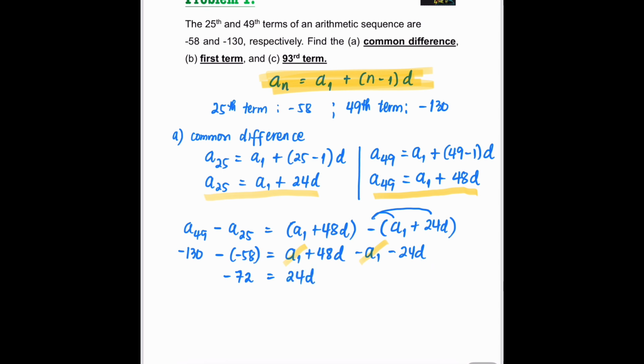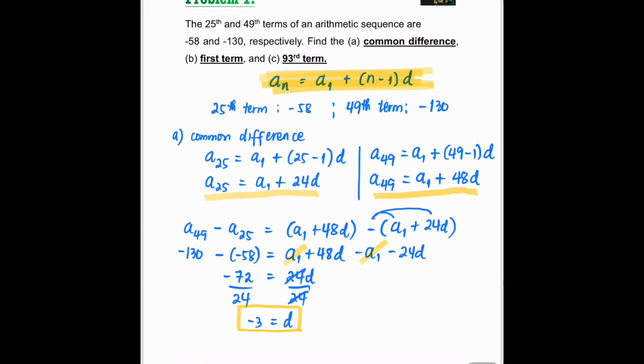To find d from here, we divide both sides by 24. And we'll have d equals negative 3. So this is the common difference. Letter B asks for the first term. Remember, we were only given the 25th term and the 49th term.